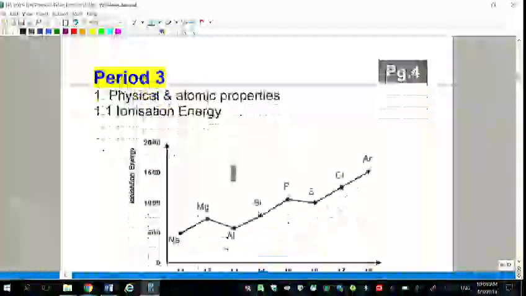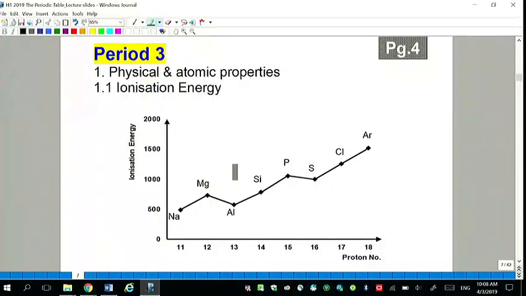For period 3, the first one, I need you to really listen carefully. It may seem a little bit boring because it's an explanation you have learned before, but these are all commonly tested in your H1 syllabus. So just take note of it. If you look at this sketch, you need to know how to sketch the trend of first ionization energy across the period. The shape of this graph, you need to know how to draw.